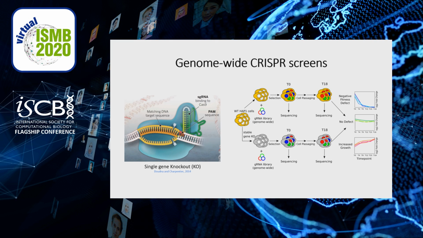Now, to do this on a genome-wide scale, we make a library of guide RNAs and transduce the cells in a pool setting so that we can do parallel editing on many different genes, which is shown in the top part of the right figure. However, this will produce a single gene knockout for all the genes. To create double knockouts, we have to first introduce a stable gene knockout on the wild-type haploid cells and then perform a genome-wide second knockout using CRISPR.